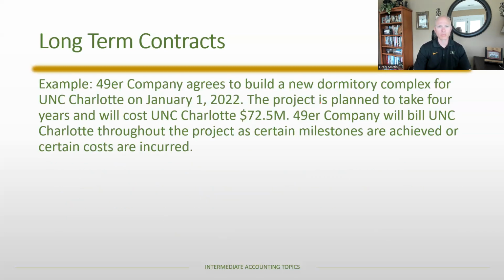All right, so here's an example. Fortnite Company agrees to build a new dormitory complex for UNC Charlotte on January 1st, 2022. The project is planned to take 4 years and will cost UNC Charlotte $72.5 million. So Fortnite Company is going to get paid $72.5 million. Fortnite Company will bill UNC Charlotte throughout the project as certain milestones are achieved or certain costs are incurred. So there is going to be billing throughout the project, which means there are going to be payments.